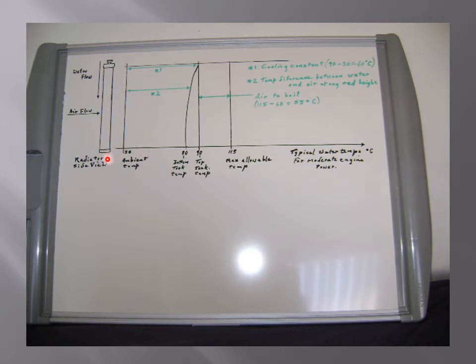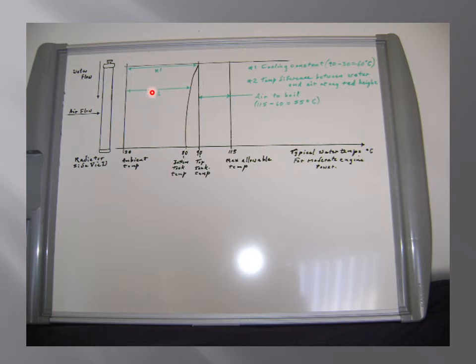Over here we have a side view of the radiator once again, with the water flowing from the top down and the air flowing from the left-hand side, or the front, this way. This axis here represents typical water temperatures for a moderate engine power. We've also put in the 30-degree ambient air temperature here. So as the water flows down the radiator, the temperature of that coolant follows this curve. You'll see it's not a straight line, so we refer to it as a temperature glide.